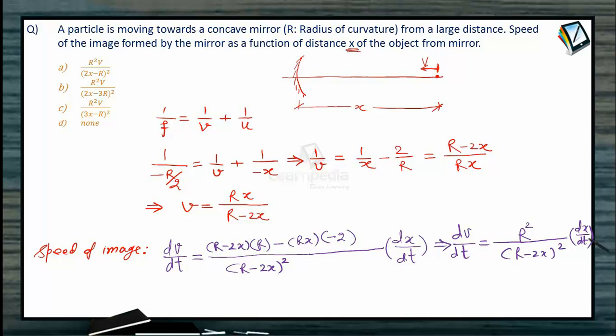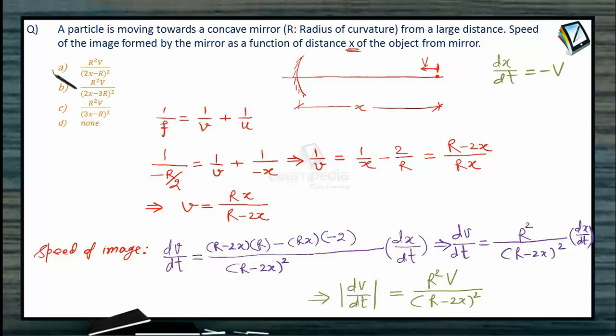So now what is the value of dx by dt? dx by dt is basically the speed of the object. If we write it mathematically, then dx by dt will be written as minus v, but we are just talking about the magnitude of dx by dt. So the magnitude of the image velocity is going to be r square into, here it is r minus 2x whole square, and dx by dt magnitude is v. So this is the speed of the image.